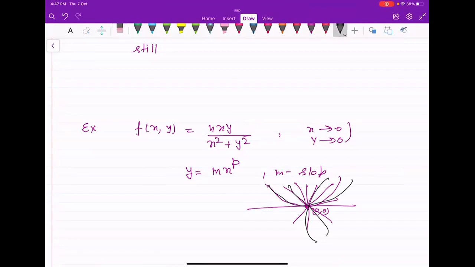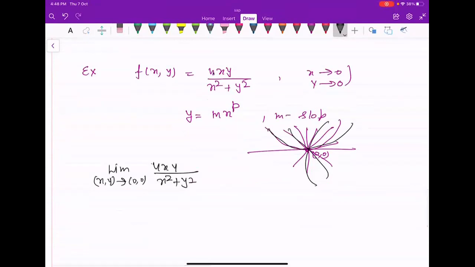This is the example I want to take. I'm writing here the limit as (x, y) tends to (0, 0) of f(x, y), which is your function here: 4xy upon x square plus y square. Now I'm writing here y equal to mx^p.